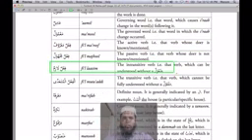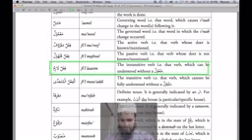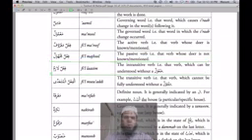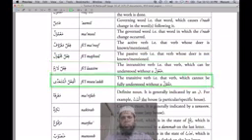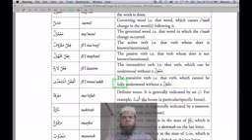Fi'l al-lazim, the intransitive verb, that verb which can be understood without a maf'ul. For example, if I say that Zaid slept, nama zaidun, Zaid slept, that's a complete sentence. You are not going to inquire further how he slept or where he slept. It's not required. It's understood that he slept. As opposed to fi'l al-muta'addi, the transitive verb, which cannot be fully understood. See, the key word here is fully understood without a maf'ul.